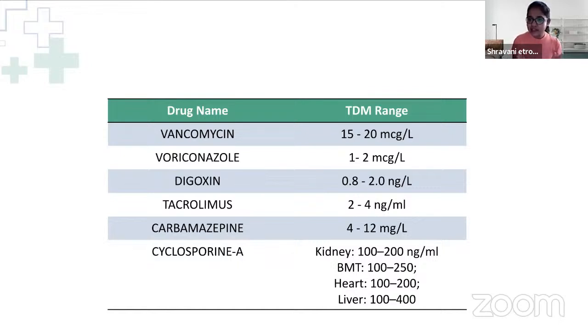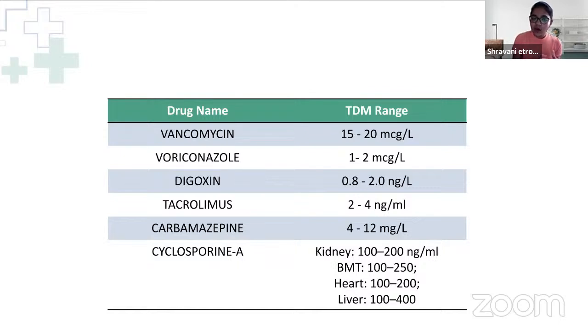So why are these TDM ranges so important? If there is a patient and you want to see the TDM range, and we have sent a sample, and the vancomycin level in that patient is 10 microgram per liter, that means it is below the required range. If it is below the required range, there is a chance of therapeutic failure. So we are not benefiting the patient. In such cases, we have to adjust the doses in such a way that the drug concentration will fall between 15 to 20 mcg per liter.